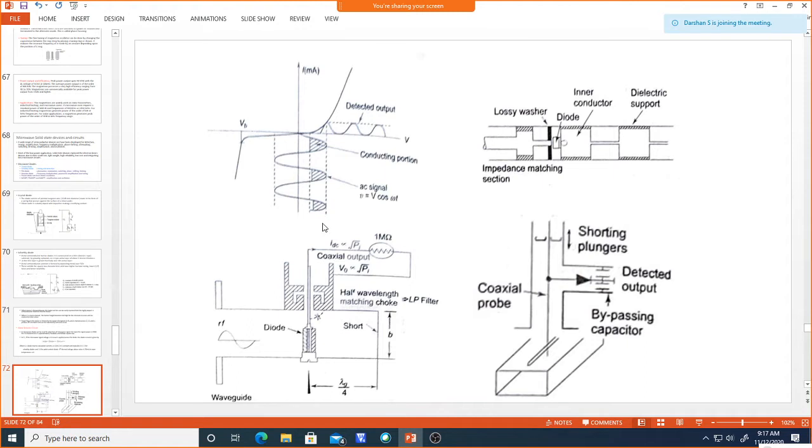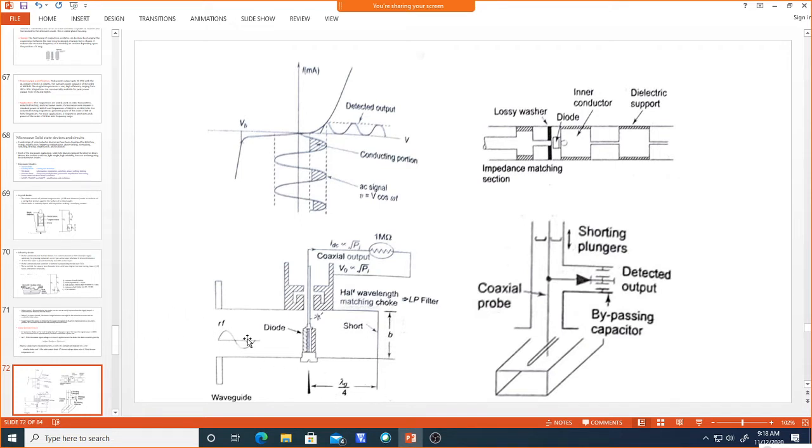Whenever we apply the AC signal, only the conductive portion of the diode will give the detected output. This is the reverse bias voltage, and this is the current in the forward bias. This is how the microwave diode is constructed in the waveguide. You can see here, this is the waveguide. There is a short circuit plate placed here, and the distance between the diode and the short circuit plate is lambda g by 4.